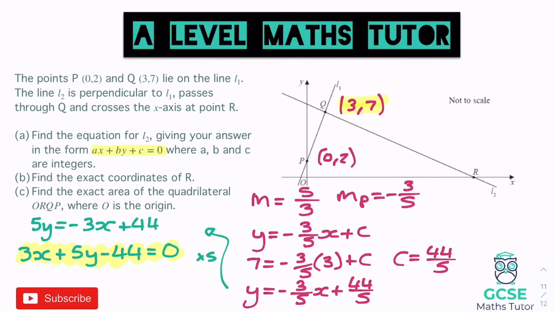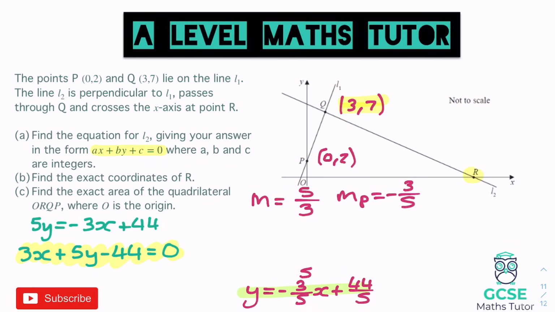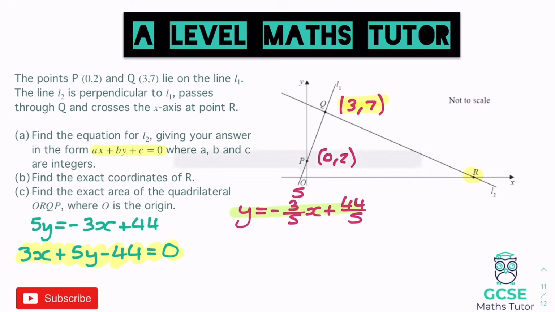Part B then says find the exact coordinates of R. Now we've mentioned this in a previous question. The coordinate R is lying on the x-axis, and we know on the x-axis the y coordinate is 0. So obviously we can use the equation here, and this is the one that I would encourage you to use, just setting the y coordinate equal to 0. So if we get rid of some of this other working out, but keep that one there, we just set the y coordinate equal to 0, and we can solve that to find x. So if we say when y equals 0, that's going to be equal to negative 3/5 x plus 44 over 5.